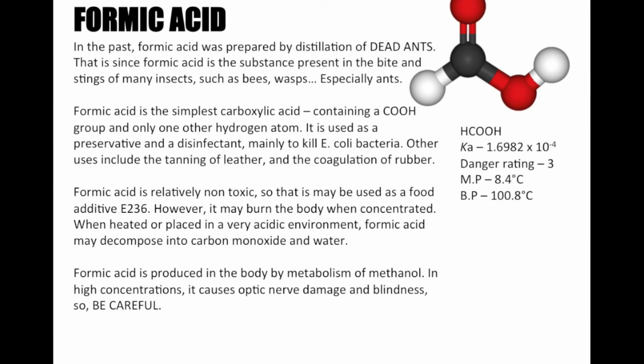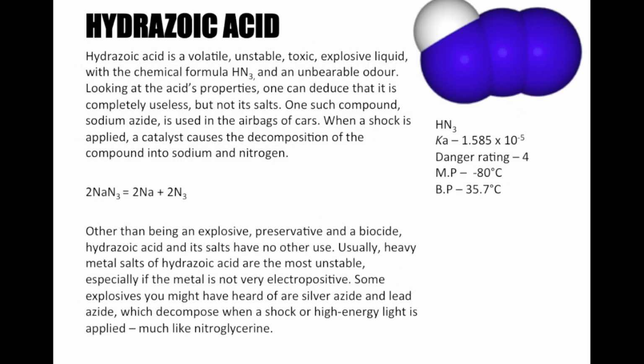In the past, formic acid was prepared by distillation of dead ants. This is since formic acid is a substance present in the bite and sting of many insects, such as bees, wasps, and especially ants. Formic acid is the simplest carboxylic acid, containing a COOH group and only one other hydrogen atom. It is used as a preservative and a disinfectant, mainly to kill E. coli bacteria. Other uses include the tanning of leather and the coagulation of rubber. Formic acid is relatively non-toxic, so it may be used as a food additive, which is E236.